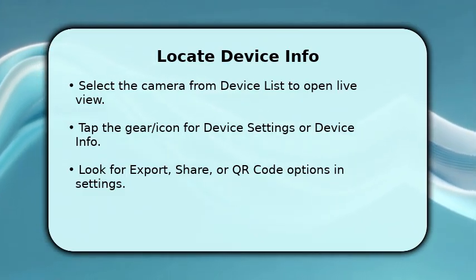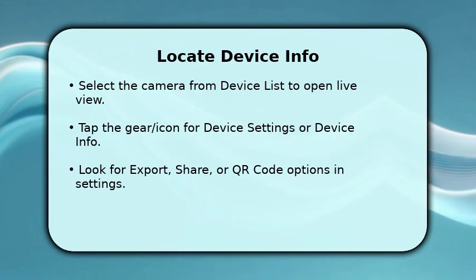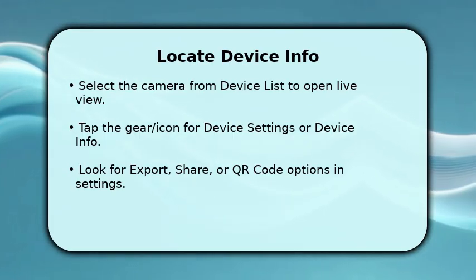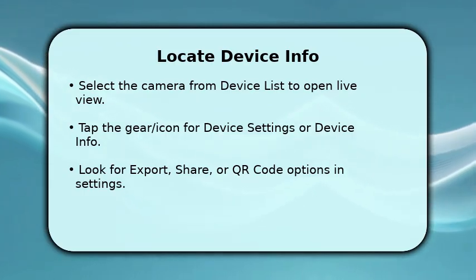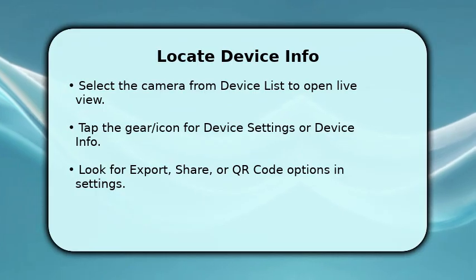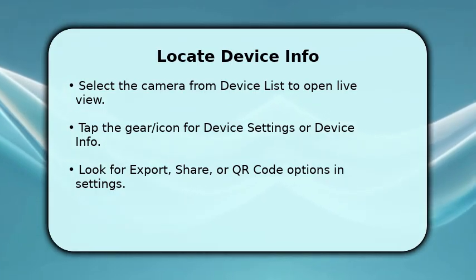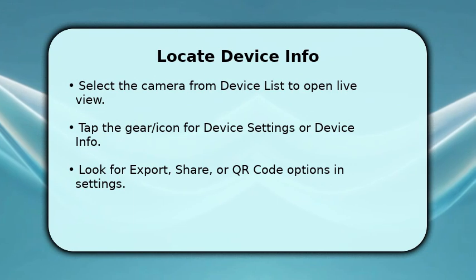Make sure to find the export or share option. Some versions label it QR code or generate QR. Tap that control. The app builds a QR representing device credentials or ID. If the app asks, confirm you want to display or save the QR image to your gallery.